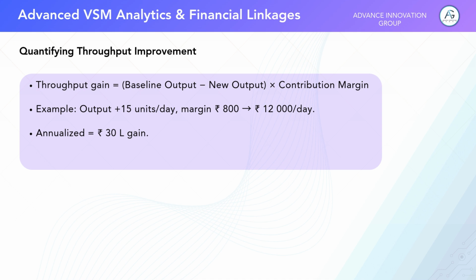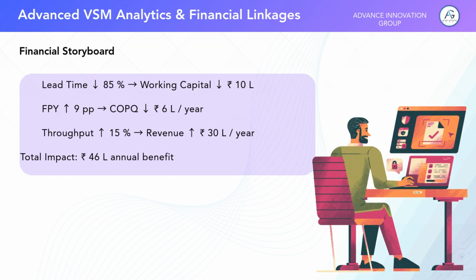This financial storyboard shows how value stream mapping translates improvement actions into measurable financial gains. By reducing lead time by 85%, the organization frees up 10 lakh in working capital. Improving first-pass yield by 9 percentage points lowers the cost of poor quality by 6 lakh annually. And increasing throughput by 15% generates 30 lakh in additional yearly revenue. Together, these improvements deliver a total annual benefit of 46 lakh, clearly proving the business value of lean initiatives.